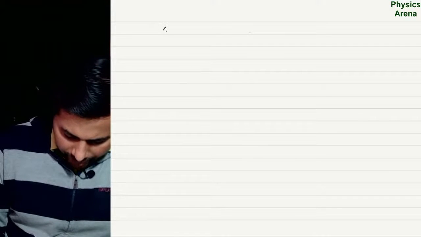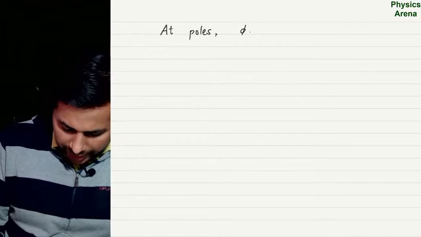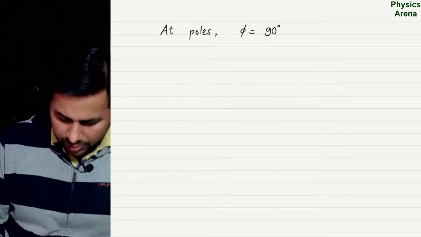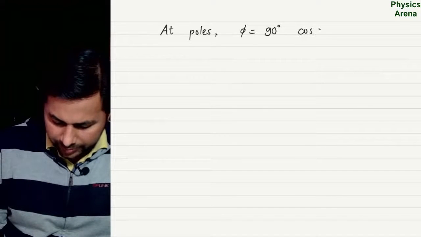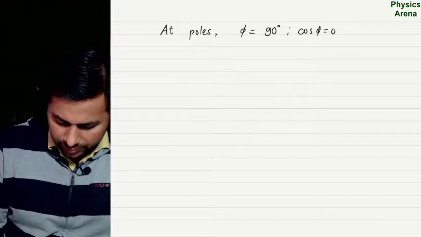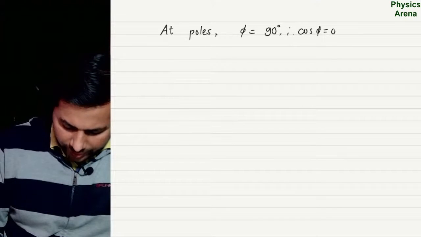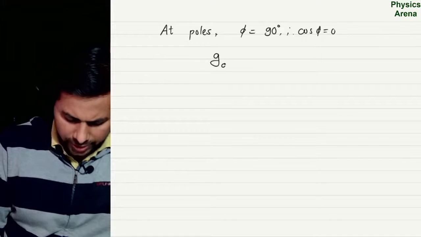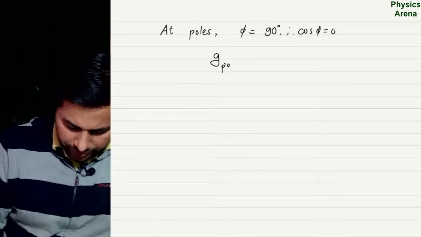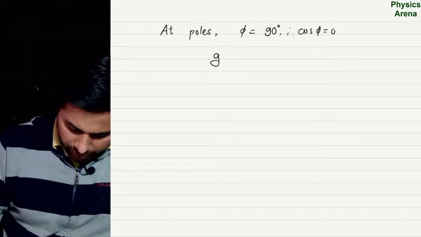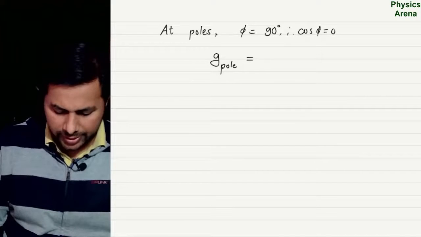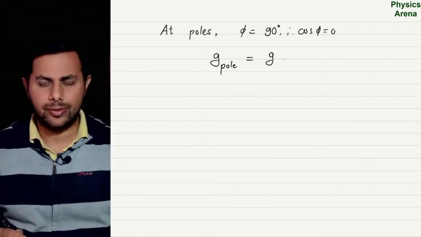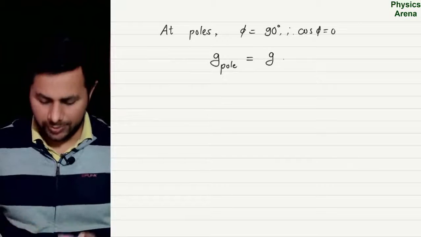So I can say at poles phi equals 90 degrees, and therefore cosine phi equals 0, and therefore we have g at poles. Let me write at poles only. North pole and south pole, it is just equal to g, which is equal to GM over r squared.